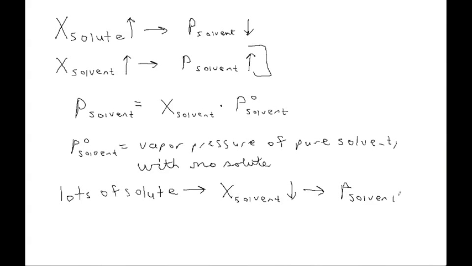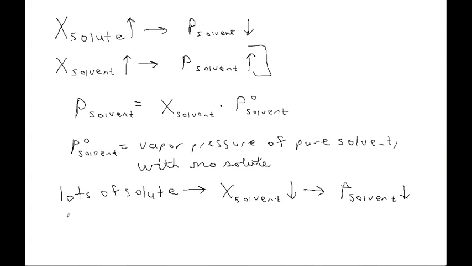It decreases it. Now there's two ways to see that. First of all, you can see that from our formula. The formula says that if X solvent is low, P solvent is low. But remember, that's also our common sense. We know that there's lots of solute that's going to get in the way and make it harder for the solvent to evaporate. So the point is that the formula here is matching our common sense for what should happen to vapor pressure.